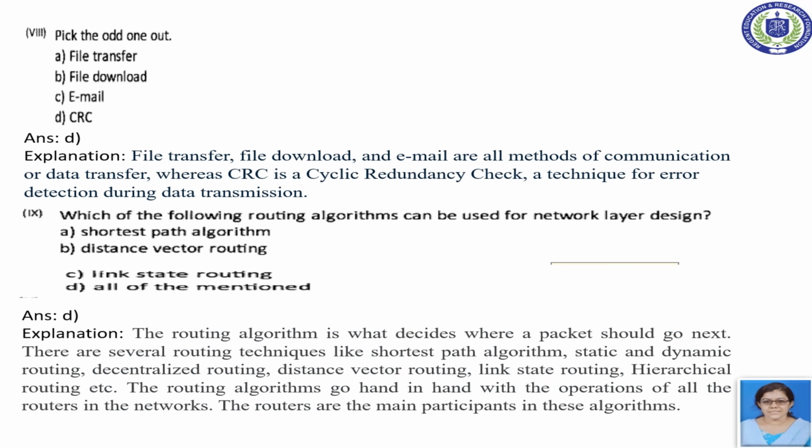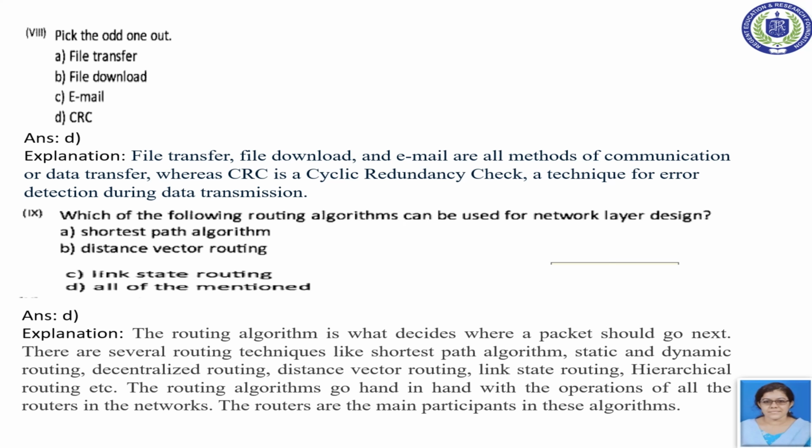Okay, next question. Pick the odd one out. Here file transfer, file download and email are all examples of communication data transfer processes, except CRC, that means cyclic redundancy check. This is a technique for error detection in the data transmission process. So this is the odd one among these.